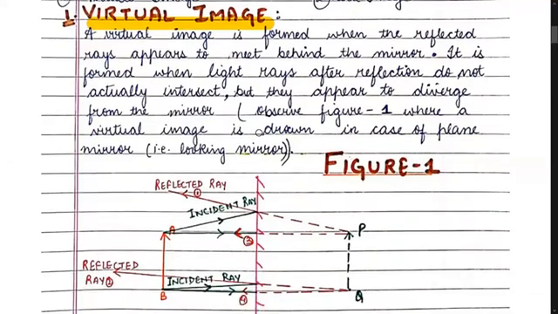Now students, a virtual image is formed when the reflected rays appear to meet behind the plane mirror. It is formed when light rays after reflection do not actually intersect. The reflected rays do not actually intersect, but they appear to diverge from the mirror.